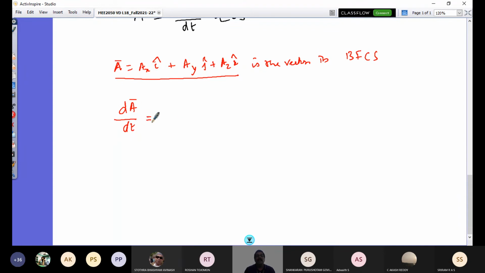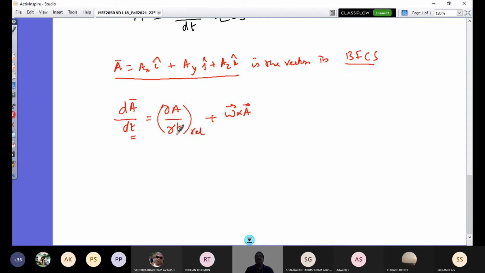So the dA by dt is going to have two terms now. One is dou A by dou t relative, plus omega cross A. You may ask, what are these two terms? The derivative of the A vector, which is in the body fixed coordinate system that is accelerating as well as rotating in space, if I have to get its absolute variation as a function of time, would be given by the summation of these two terms.